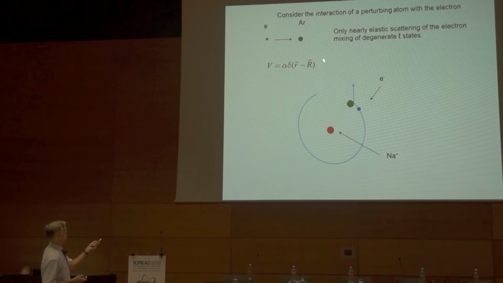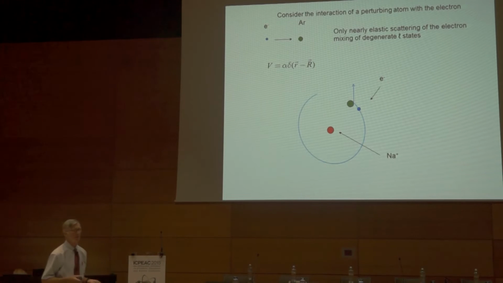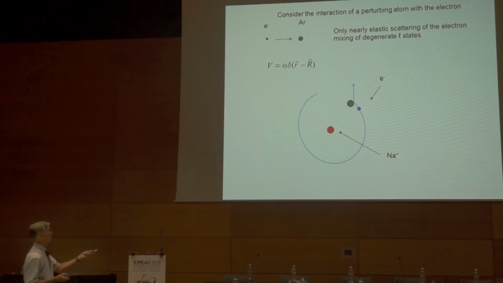Okay. So this is often described by a Fermi pseudopotential that looks like this, as a delta function interaction, when the electron basically is very close to the argon atom. Now, if you think of scattering an electron from an argon atom, the argon atom weighs about 10 to the 4th times as much as an electron.